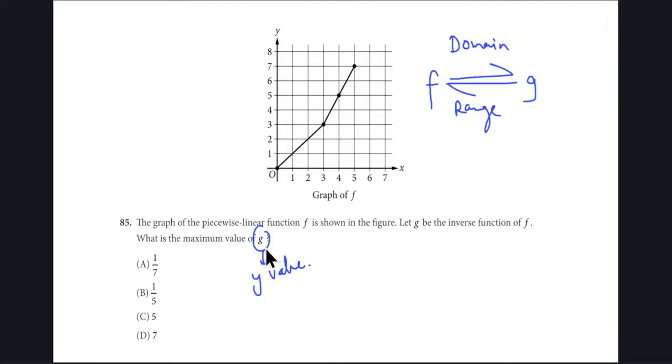And the y value for g is nothing but the x value of f, correct? Because just like I said, domain and range in the case of inverse functions are switched or swapped. So they are looking for the maximum y value of g, but I'm looking for the maximum value of x now. And what is the maximum x? Isn't that just 5? So that's going to be the maximum value of g as well. So 85 should just be c over here, right?